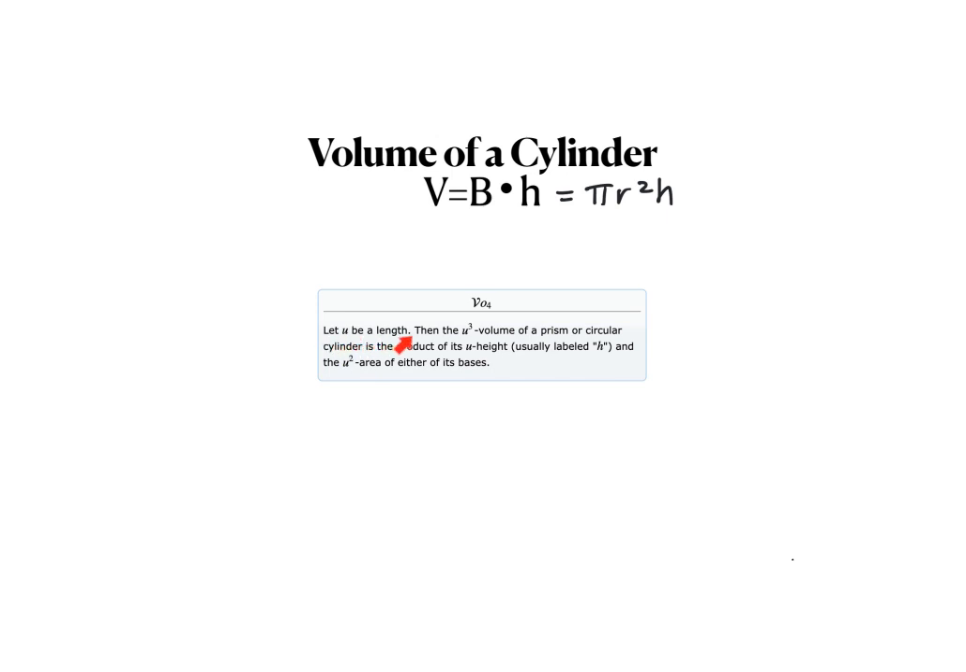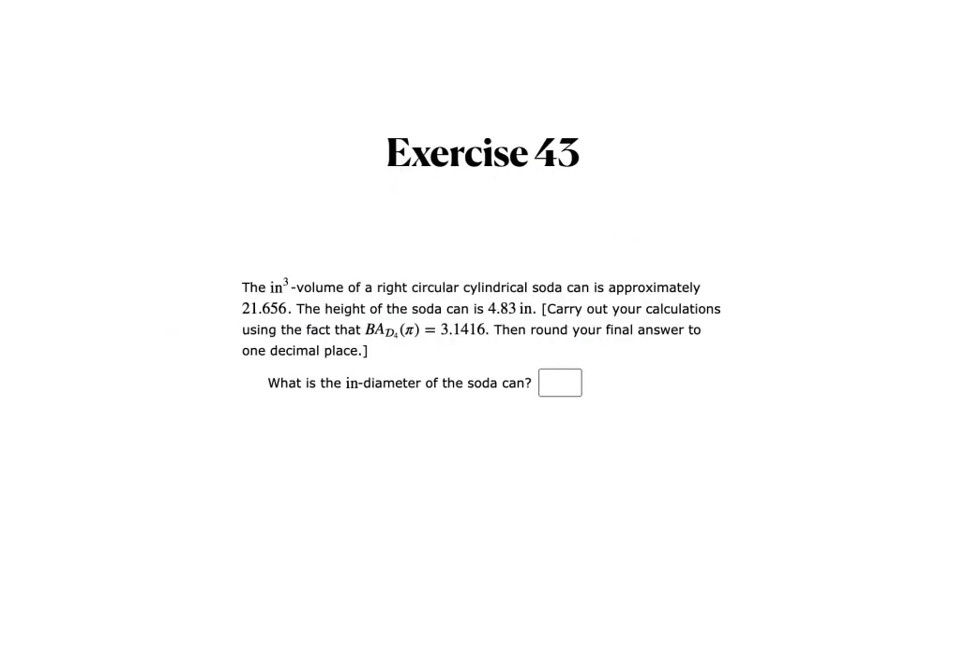So we're going to let u be the length, and let u cubed be the volume. The volume of a prism or cylinder is the product of its height, usually labeled h, and the area of its bases. Well, that's nice. Now we're extending this definition to a prism and also a cylinder. And I like to categorize my formulas that way. It helps me remember what they are.